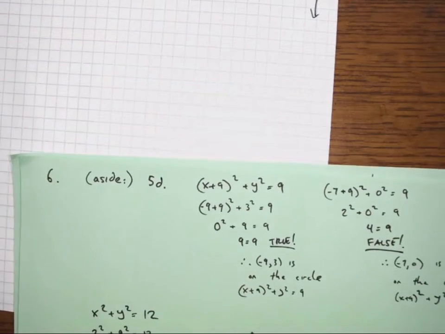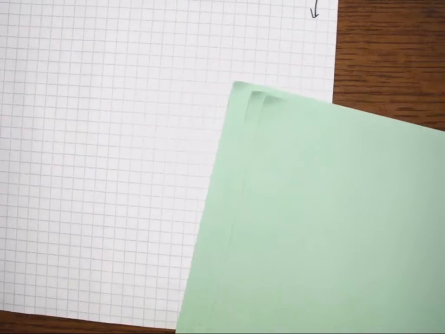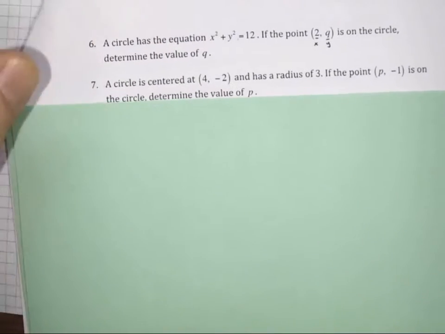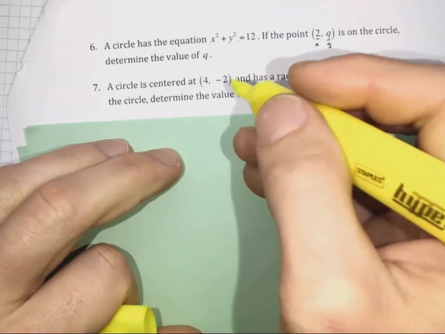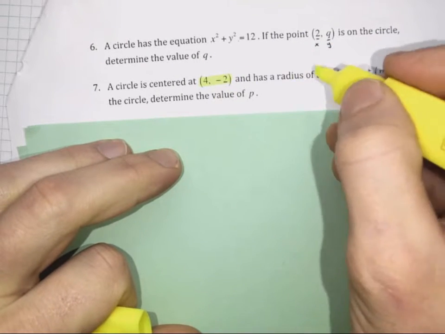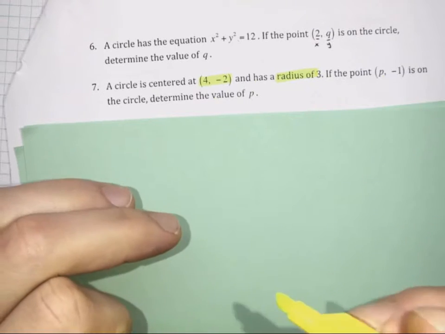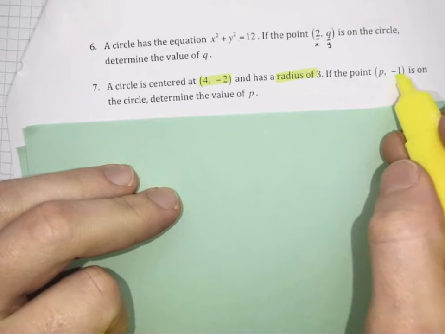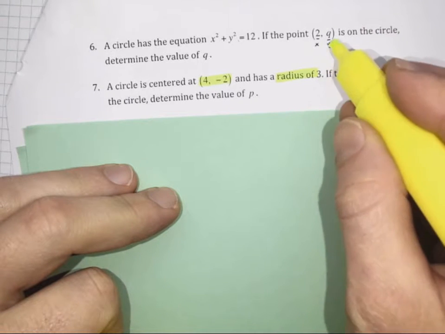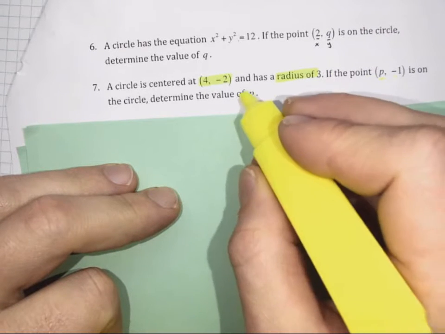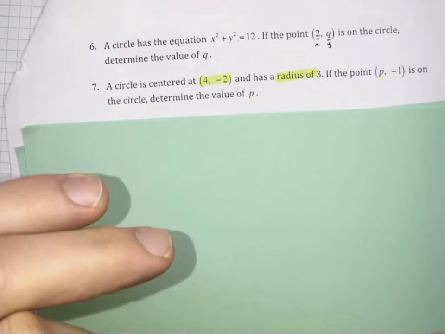All right, let's get a new piece of paper here. So for question 7, let's read through it. It says a circle centered at 4, -2 has a radius of 3. And then we have this point, again kind of similar to this one, which has a variable for one of the coordinates. And we have to find that variable. So, okay, it looks pretty similar.